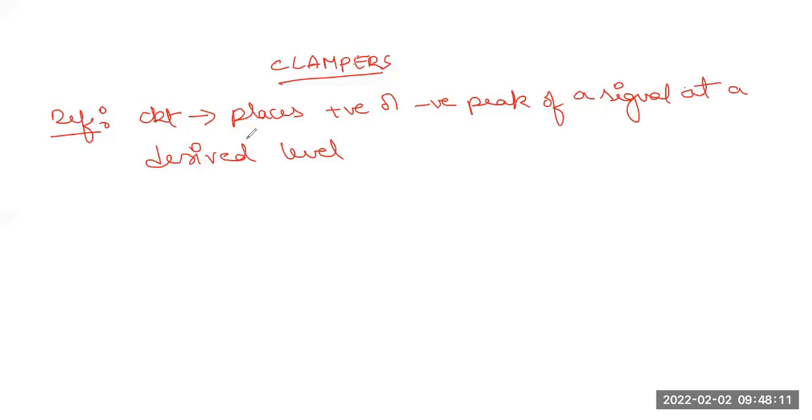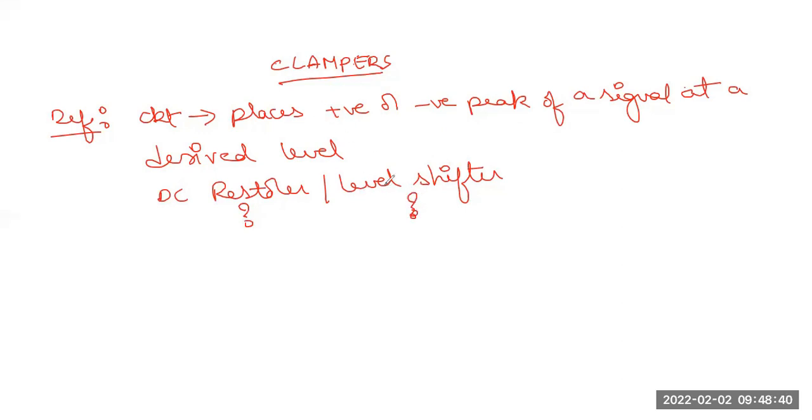A clamper is an electronic circuit that places the positive peak or negative peak of a signal at a desired level. This clamper circuit also has other names: it is called a DC restorer, or you can also call it a level shifter. Now the question is, why is it called a DC restorer and why is it called a level shifter?